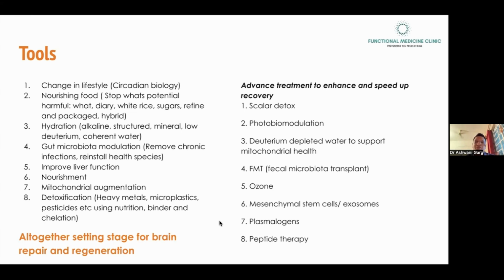Their problem is much deeper. Then you can go more aggressive over a period of time, not that everything has to happen at once. Scalar detox, photobiomodulation, DDW, fecal transplant, ozone therapy, stem cells, exosomes, plasmalogens, peptide therapy. Now, there are peptides for the liver, for the kidney, for the immune system, for the brain. Whatever the problem is, we don't have to do everything. We keep monitoring where the problem is based on the symptoms and the markers, then we decide what is required over a period of time. So it's a lot of complicated work over a period of time, and as a parent, you need to understand these nuances.